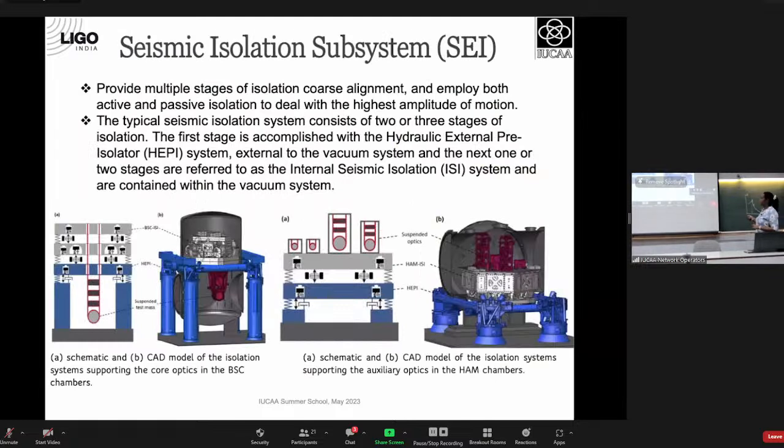The next subsystem is the seismic isolation subsystem. You have earthquakes happening everywhere, and you have people moving around everywhere. There's a feedback system, and the seismic isolation setup that we have helps in reducing most of the seismic noise by feeding to the suspension system itself. So there are 2 types of chambers in LIGO. One is the BSC chamber, wherein we have the big suspensions and everything. And then you have the single stage suspensions and other auxiliary optics in the other type of chambers.